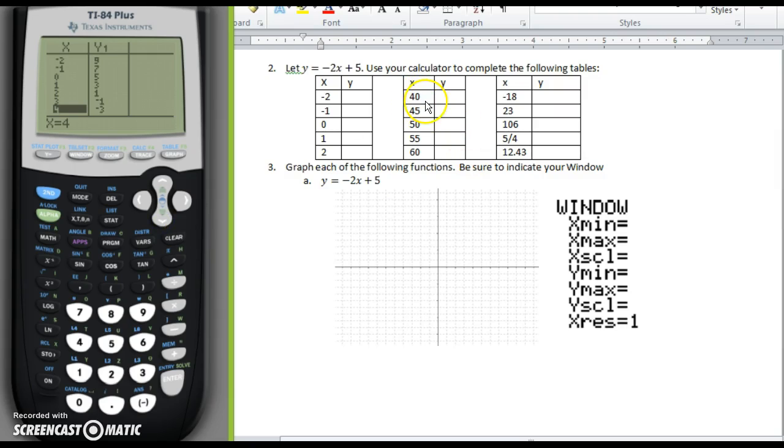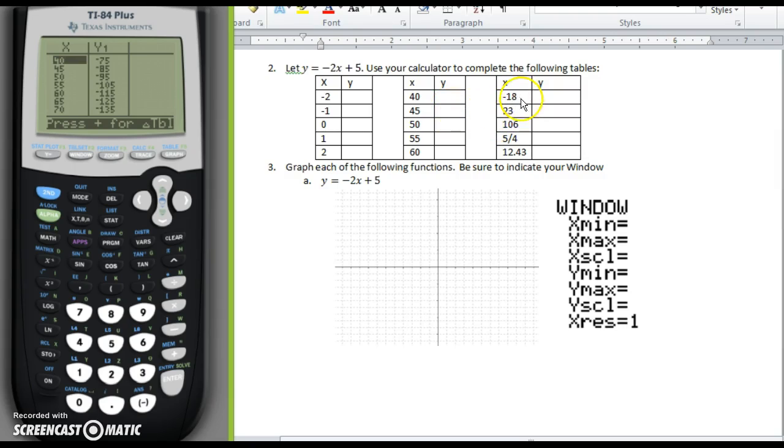For this next table, notice we want to do a similar thing, but this time start at 40 and go up by 5. So we'll set it up to start at 40 and go up by 5. And then we do second table. And we get those answers. And again, you could just write them in, negative 75, negative 85, etc.